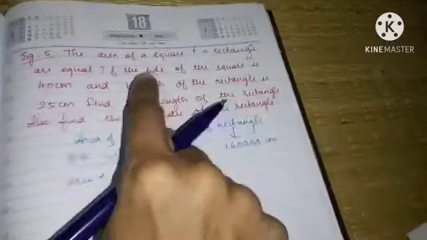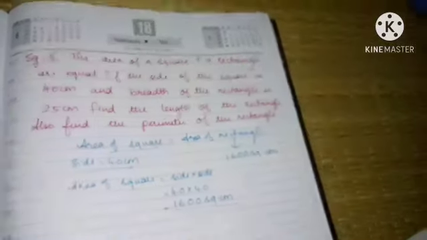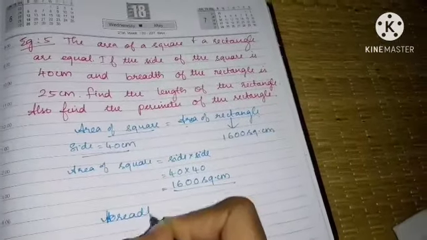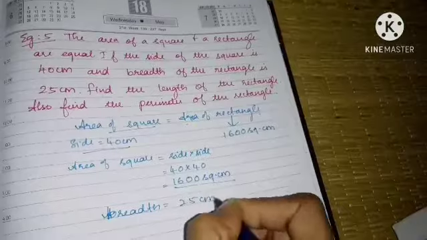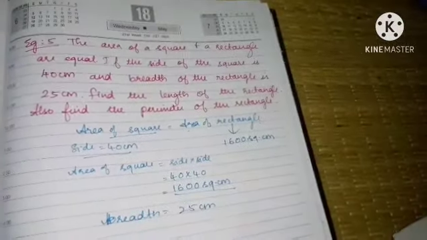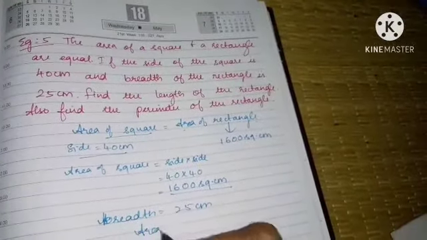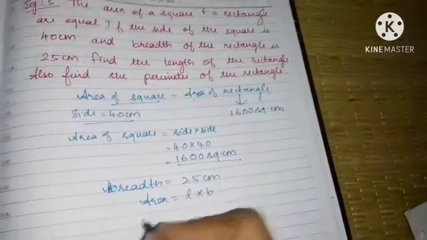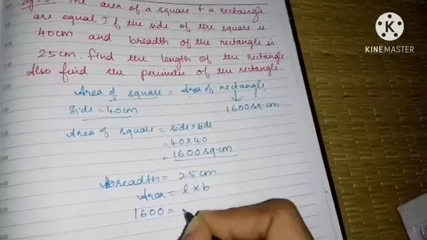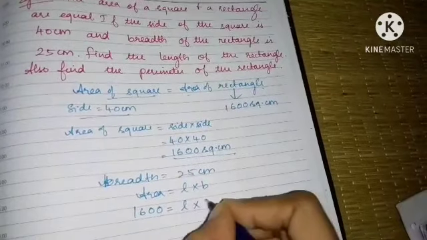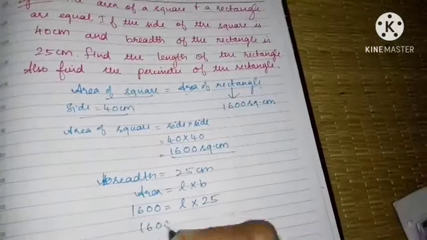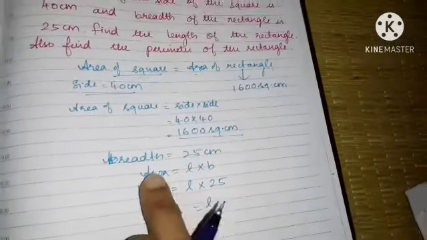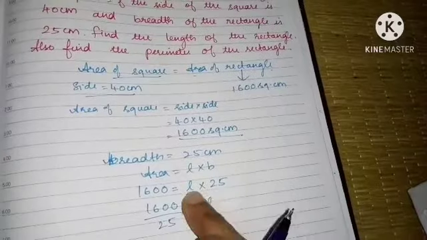Next, the breadth of the rectangle is 25 centimeter. Find the length. How will you find it? You know area is equal to L into B. Area of the rectangle is L into B. Area is 1600, length I don't know, breadth is 25. So 1600 divided by 25 is equal to length. Using this area and breadth we can find the length.